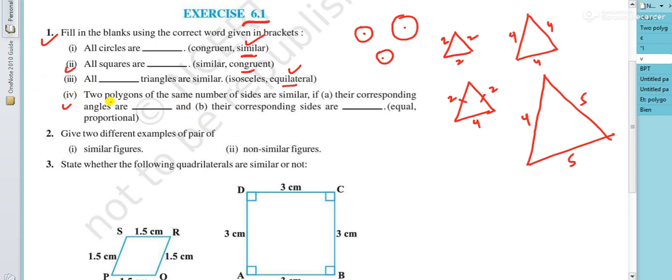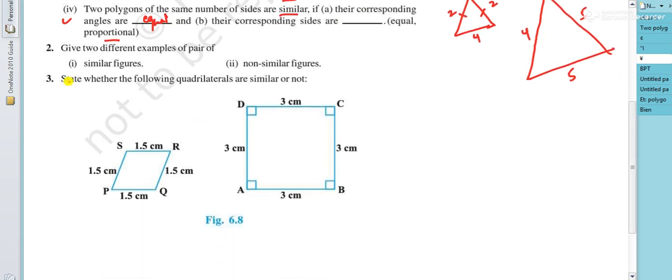Question number 4. Two polygons of the same number of sides are similar if corresponding angles are equal, and corresponding sides are proportional, that is, in the same ratio. I hope you have understood that. Moving to question number 2. Give two examples of pair of similar figures.